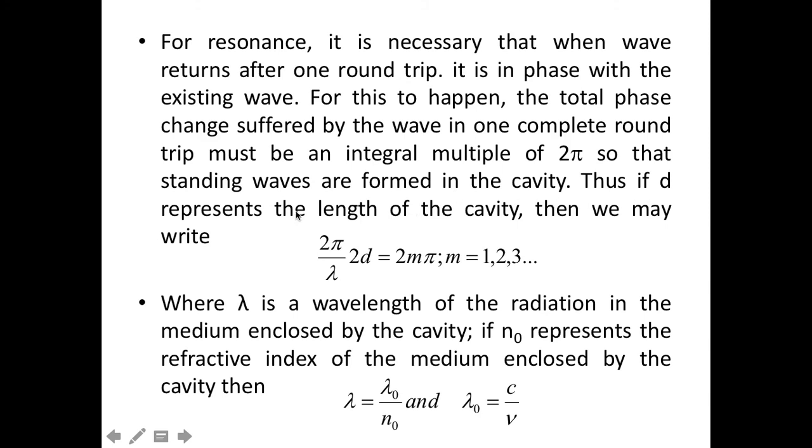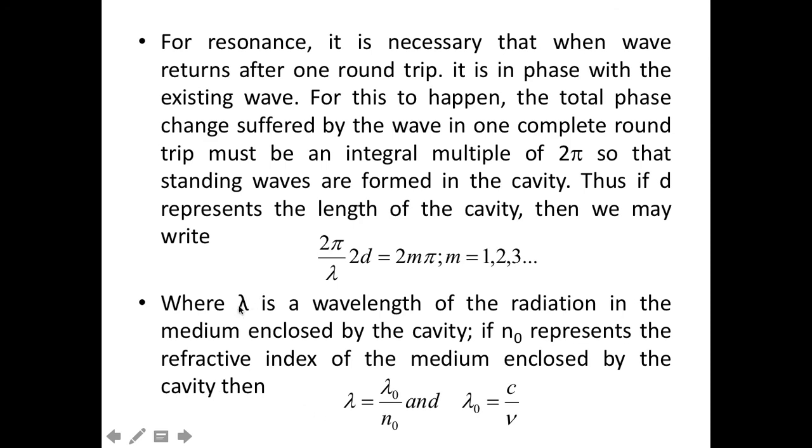If d represents the length of the cavity, we can write 2 pi upon lambda times 2d is equal to 2m pi, where m gives the different oscillation frequencies. Lambda is the wavelength of the radiation in the medium enclosed by the cavity, and n0 is the refractive index of that medium.